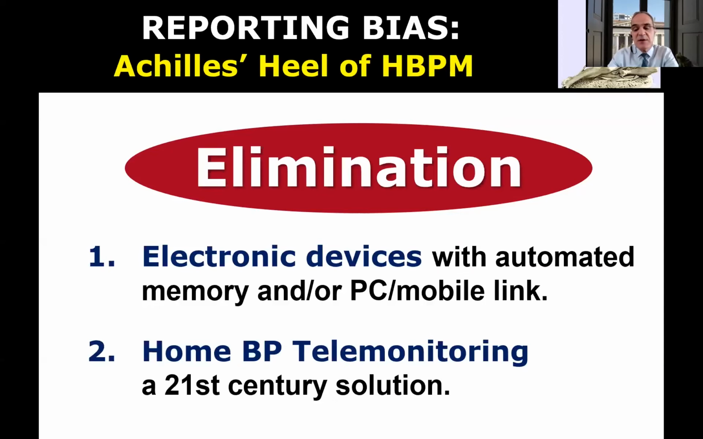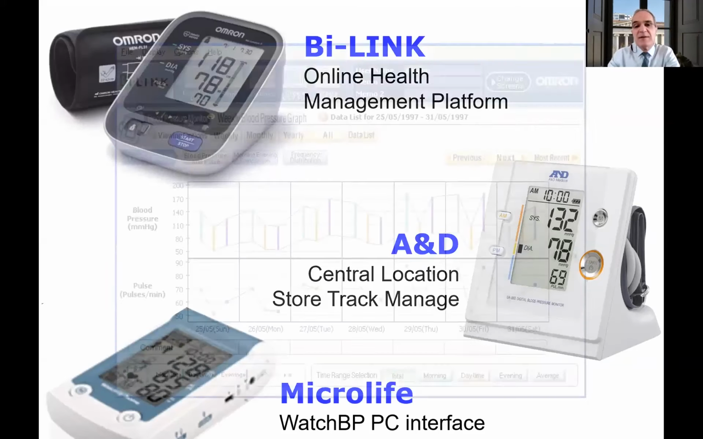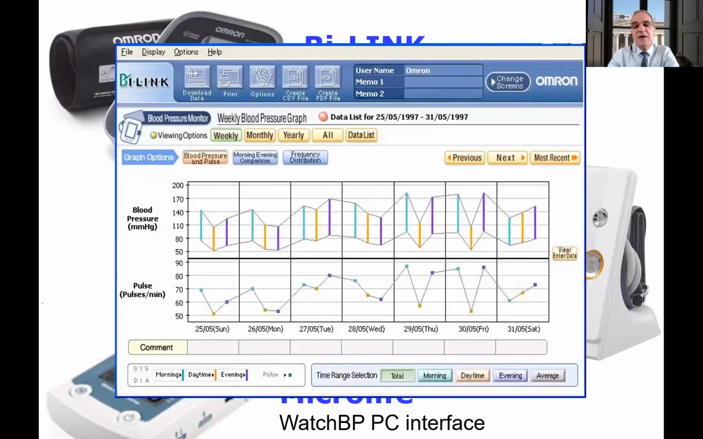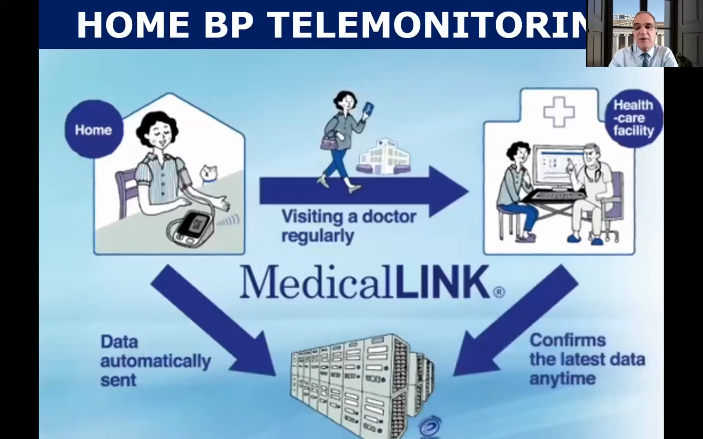And home blood pressure telemonitoring is a 21st century solution for hypertension follow-up. And you can see here there are several devices, as I said, less than 100 euros and can last for longer than a decade, which can connect to the internet. They can provide you average values, and they can provide all the results on the mobile phone and give an unbiased evaluation of the true blood pressure of your patient at home. So the patient can be linked to the pharmacy, to the doctor, and you have an objective follow-up and monitoring.